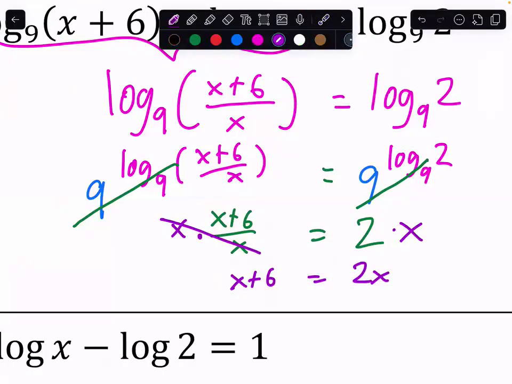Then again, when you have x's on both sides of the equal sign, add or subtract them away from one of the sides. So to get rid of this single x over here, we can just do minus x to both sides.